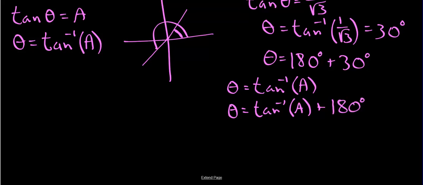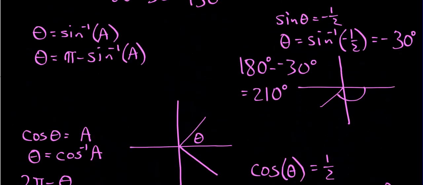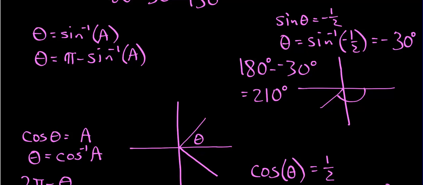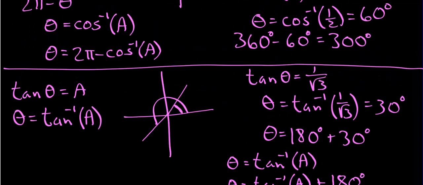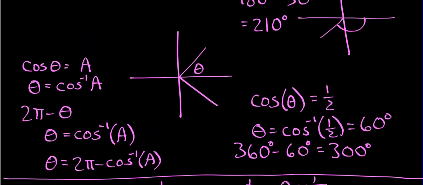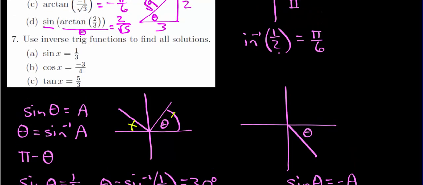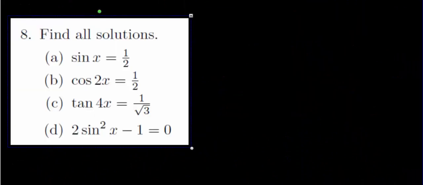Okay, those two. So for sine, we've got theta equals inverse sine or 180 minus. For tangent, it's inverse tangent or 180 plus. And then for cosine, it's inverse cosine and then 360 minus inverse cosine. Anyway, so I've belabored this enough. I'm going to move on to the next section. So you can see how to work through that.